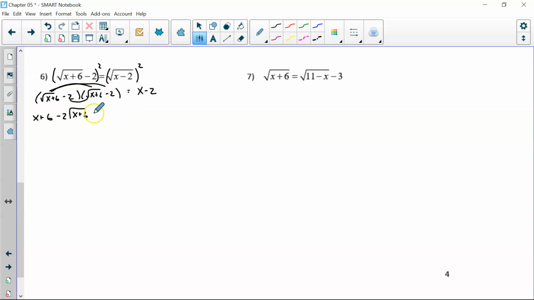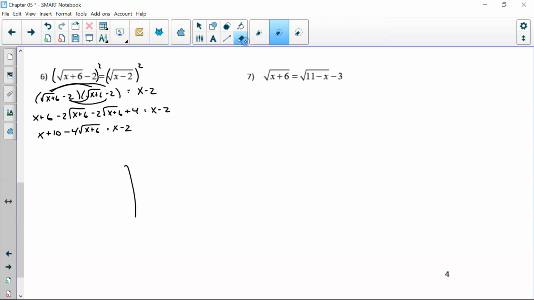Negative 2 times the square root of x plus 6, we get negative 2 square root of x plus 6. And then negative 2 times negative 2 is plus 4. When we combine our like terms on the left-hand side, we get x. 6 plus 4 is 10, so plus 10. Now the negative 2 square root of x plus 6 and the negative 2 square root of x plus 6, they're like terms. Negative 2 plus negative 2 is negative 4 times the square root of x plus 6, and that equals x minus 2.